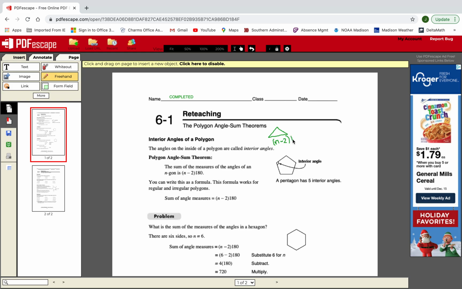3 minus 2 is 1. You multiply that times 180. And the sum of the interior angles of a triangle is 180.